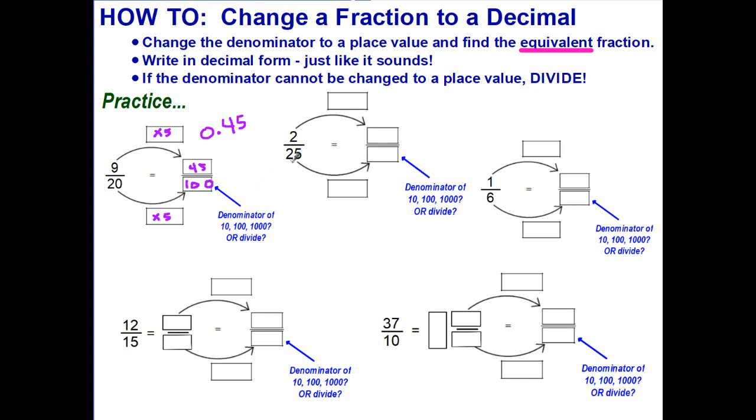Next example, 2/25ths. That does not sound like a decimal. It's not a decimal place value. So can we change that place value to the tenths place? No, because you want to leave whole numbers. You don't want to get decimal numbers. Can we change it to the hundredths place? Sure. We can multiply by 4. Do the same thing with the numerator. 2 times 4 is 8. And your answer is 8 hundredths.